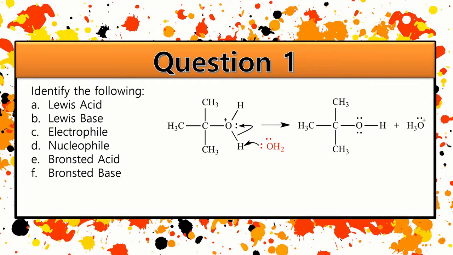All right, so our first question is: identify the following. Look at the reaction and tell me what is the Lewis acid and base, the Bronsted-Lowry acid and base, and the electrophile and nucleophile. Based on the knowledge that we have just gained, or that you had previously, pause the video and answer this question before we go into the answer.